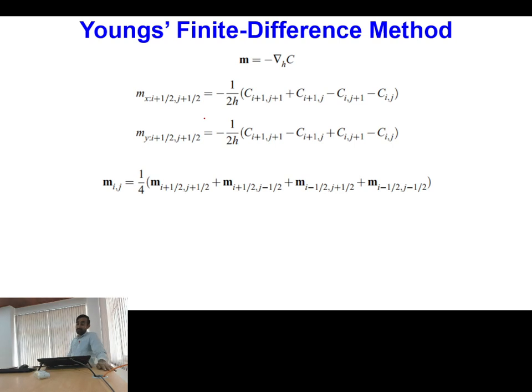Now let's talk about the methods to calculate m. Mathematically it is very simple to write that m is equal to minus gradient of the cost function. This is the mathematical expression. But whenever you are doing this with the help of computers, the computer does not understand the gradient operator. The computer will only be able to do algebraic manipulations.